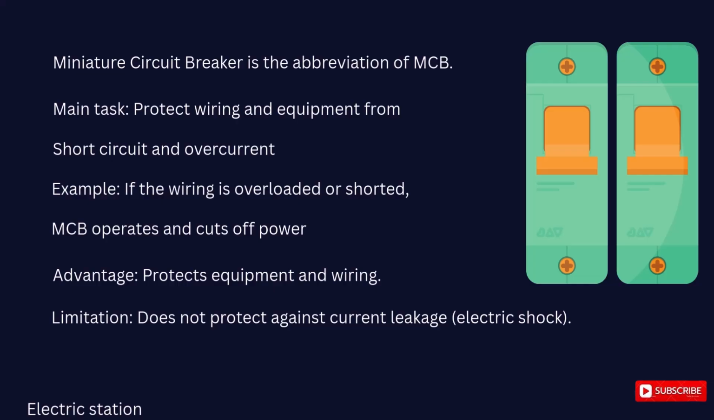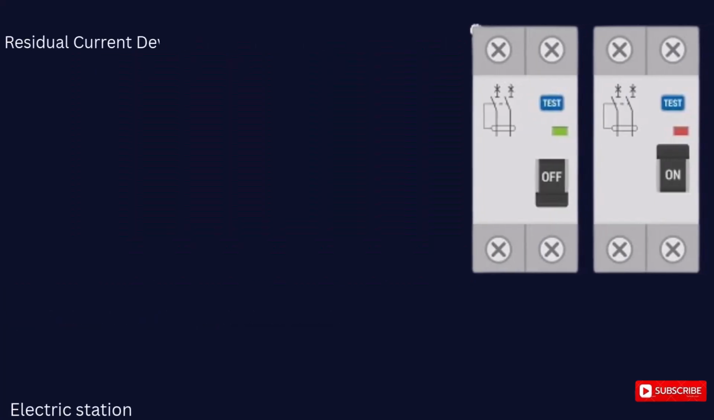fix it. MCBs are usually installed in domestic and industrial electrical panels, and each line has its own miniature circuit breaker. So far, we have learned that an MCB does not directly protect our lives. Rather, its main function is to protect electrical equipment and wiring.